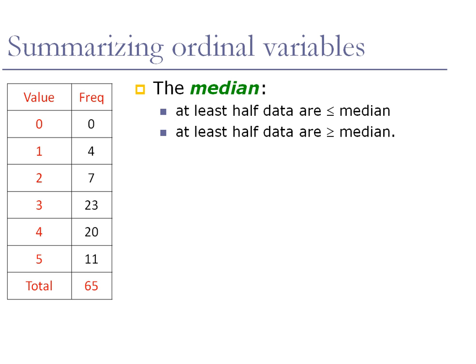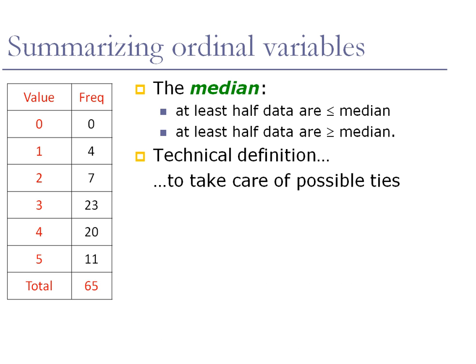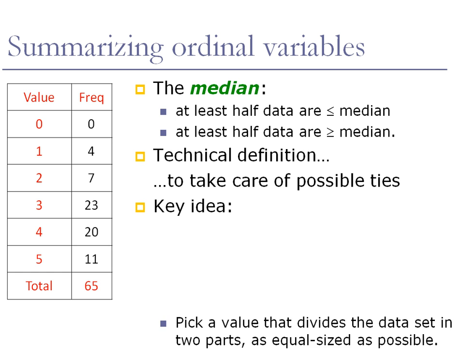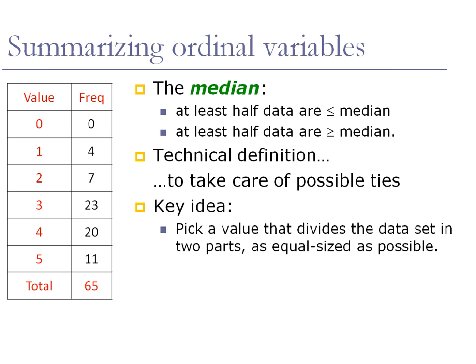If you're confused by now, don't be surprised. This is a messy technical definition. By the way, that definition is done to take care of possible ties, because the median could end up being a little bit of a problem if we define it as being just exactly half below and half above, because of possible ties. So, the key idea is still that we want to pick a value that divides the data set into two parts as equal sized as possible. So in this particular situation, for instance, I claim that the median is going to be the value 3.